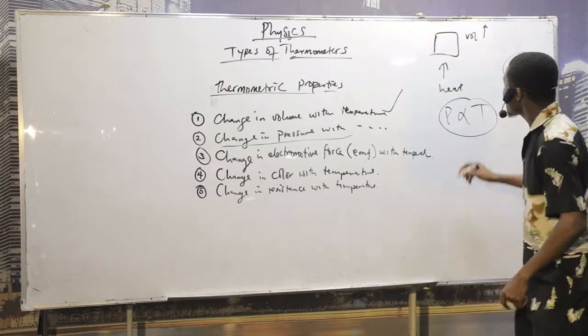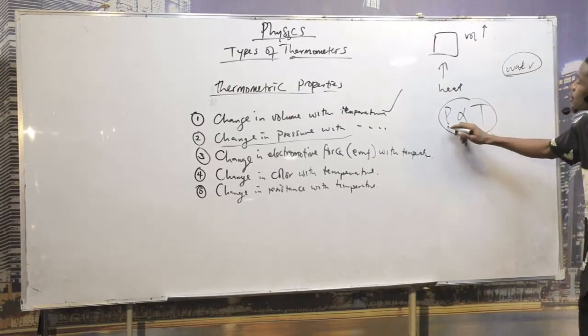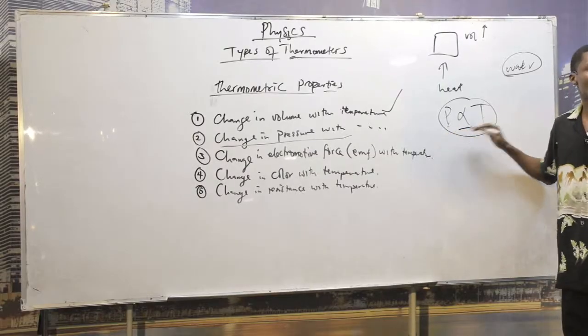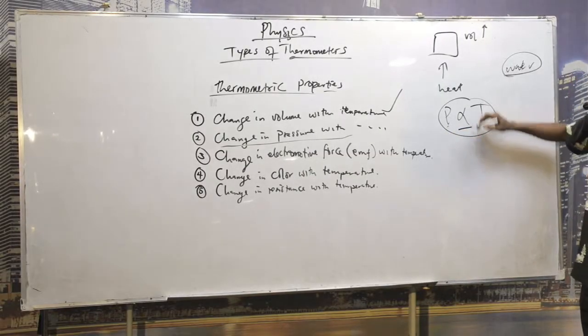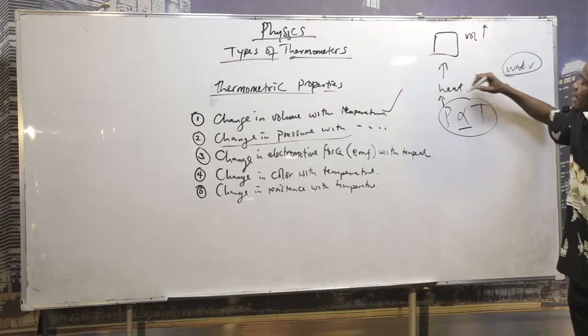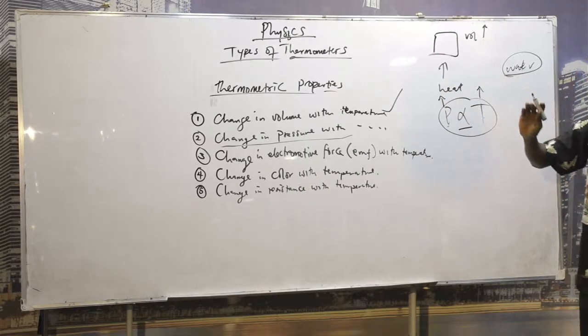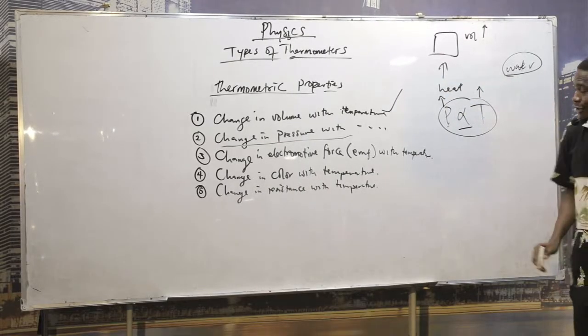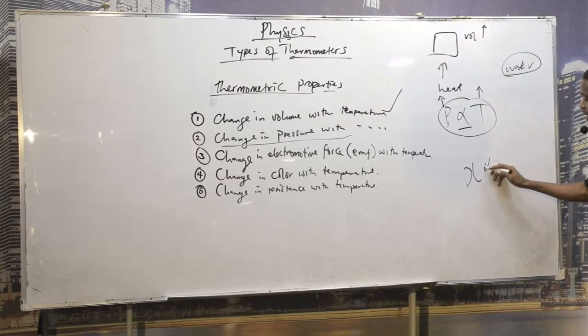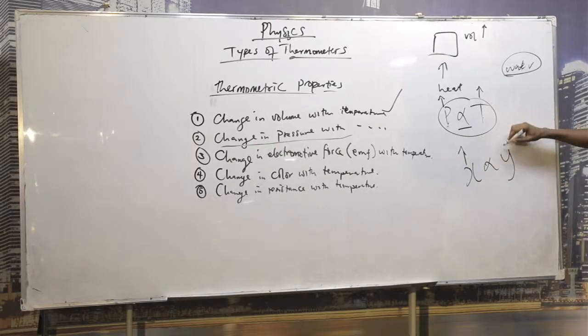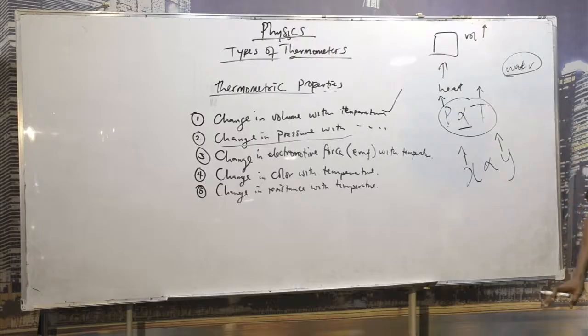So when you say directly proportional, if I say pressure and temperature are directly proportional, what that means is that when pressure increases, temperature will also increase. So when two things are directly proportional, it means that when one rises, the other one will also rise. In Nigeria, when the price of fuel rises, what will happen to every other thing? They will rise.